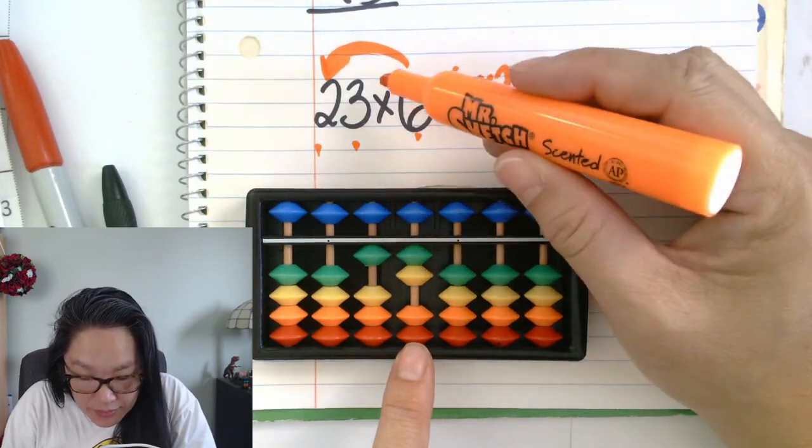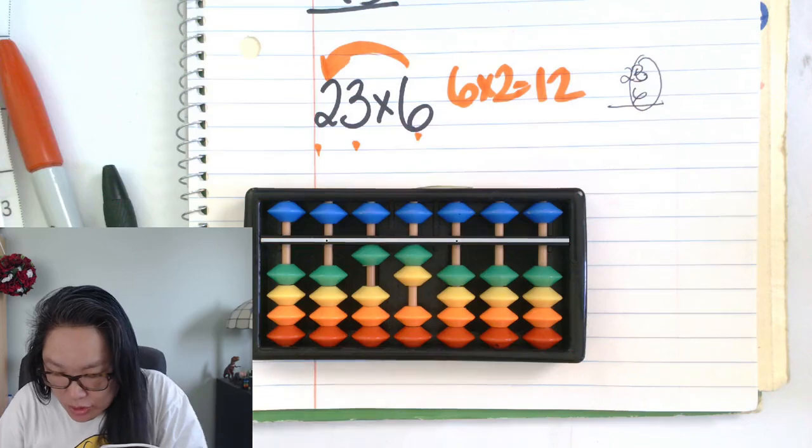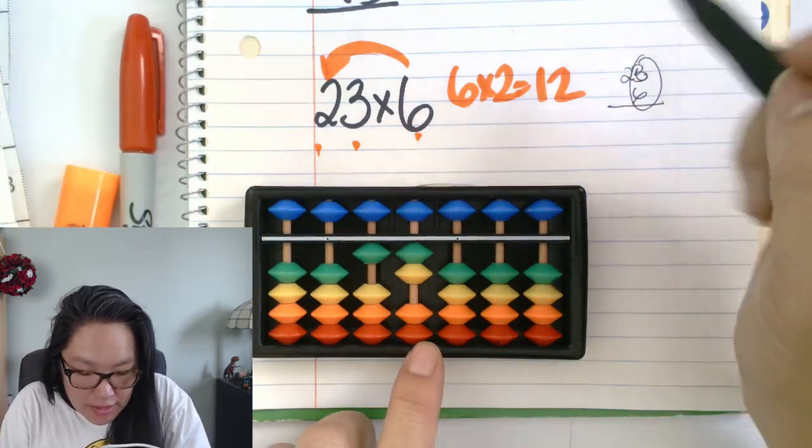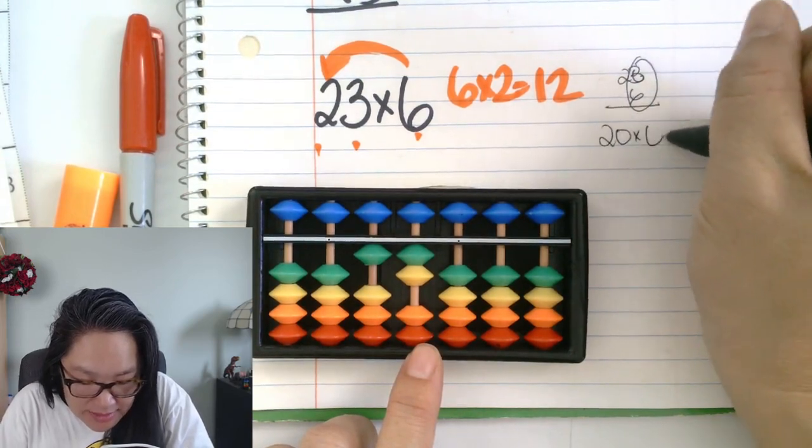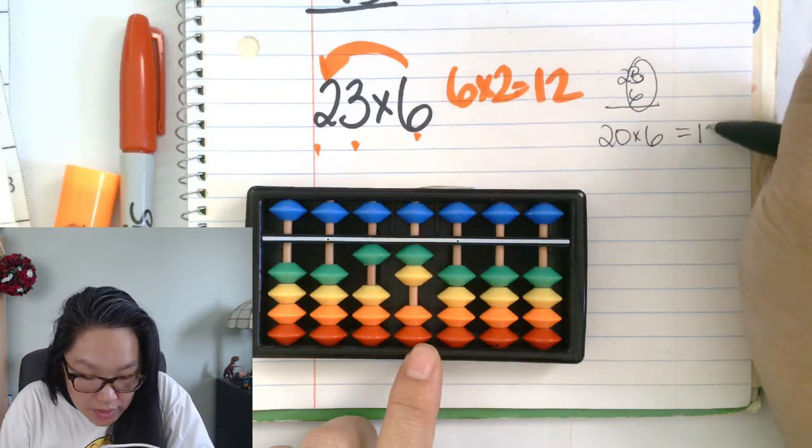In new math, we're teaching the children how to do new math, and the difference is that they write it out. It's 20 times 6 is equal to 120.